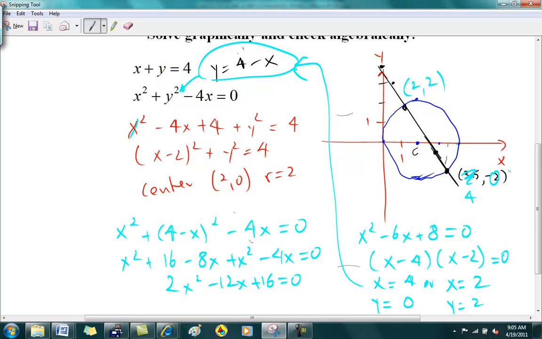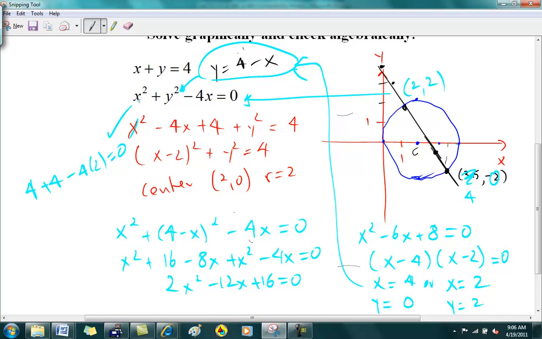Okay. Let's make sure that they do work by plugging into both equations. So come back here and plug it in here. We kind of did it on this one there. So let's plug it in the bottom one, and what do we get? I get 4 plus 4 minus 4 times 2. That is equal to 0, so that works.